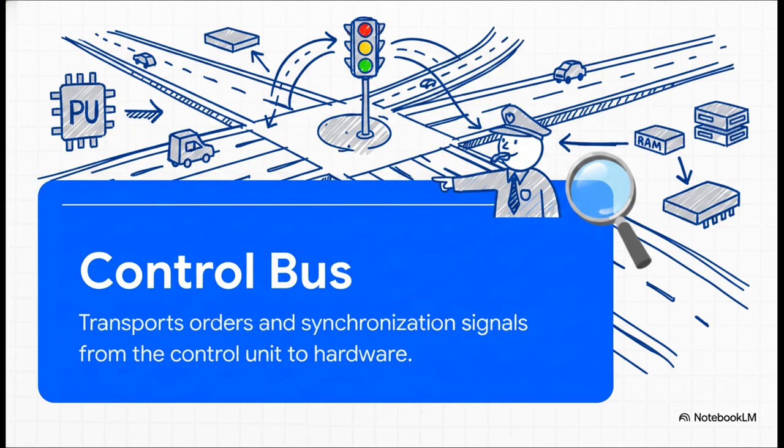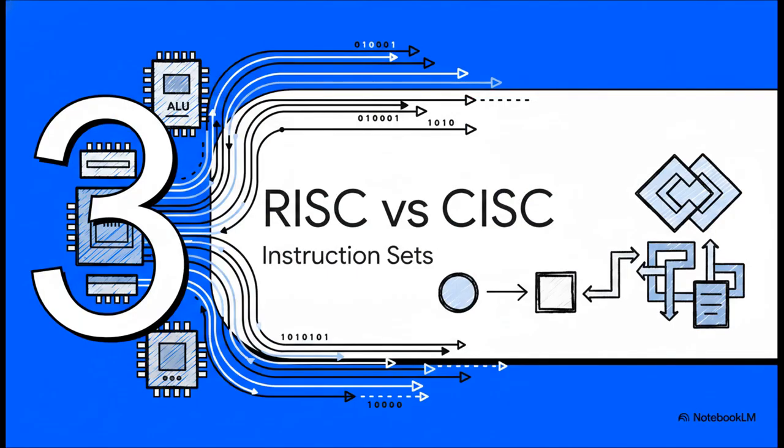Of course, to keep that busy highway from turning into total gridlock, you need a traffic director. That's exactly what the control bus does. Instead of carrying the raw data, this bus transports precise orders and synchronization signals straight from the control unit out to all the other hardware components. It's also bidirectional, which guarantees that control signals and acknowledgements can seamlessly ping back and forth between the CPU and memory. Part 3. RISC versus CISC.